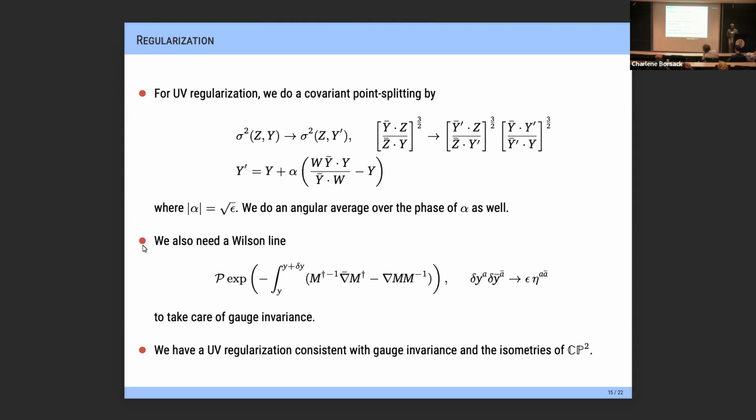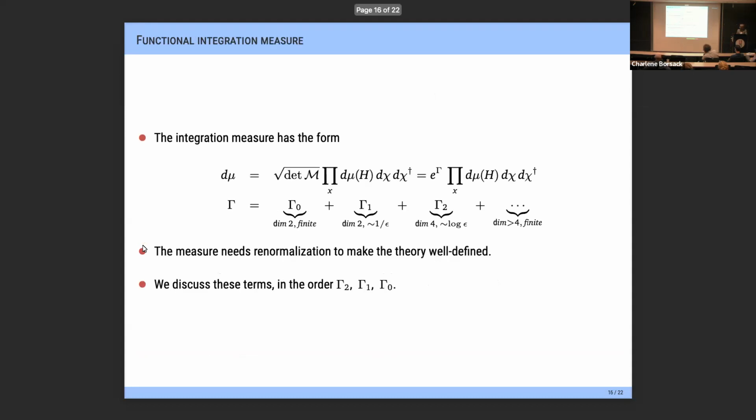Okay, so at the end of the day, what we are saying is that we have an ultraviolet regularization that's both gauge invariant and consistent with all the isometries of the space. So we can use that to actually calculate this determinant. So we do that. That's the long part of the calculation, and I'll just tell you what the result is.